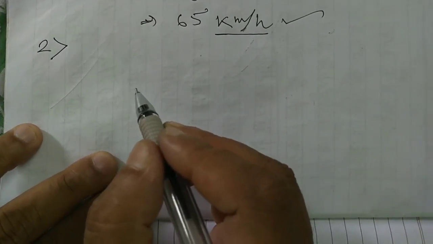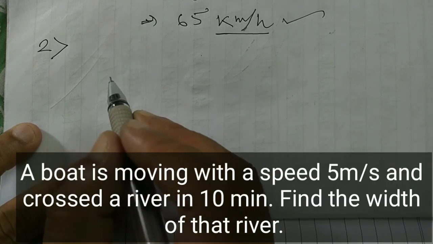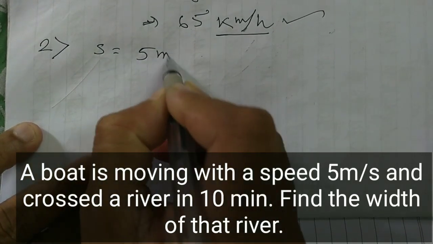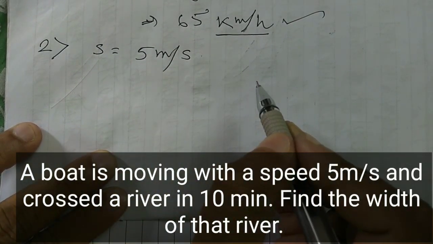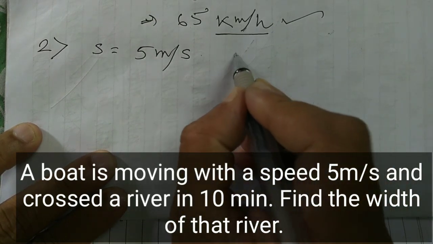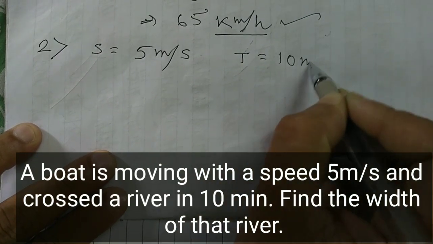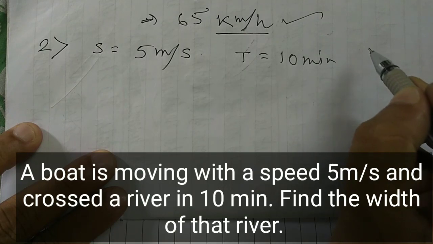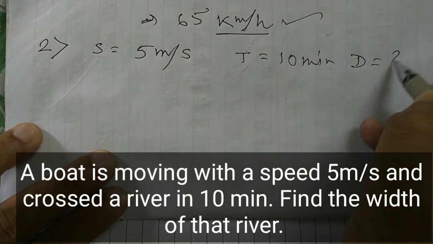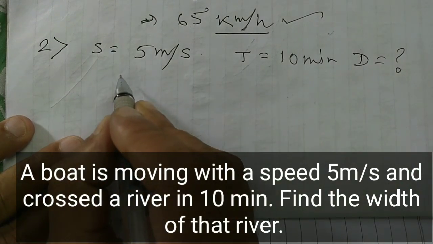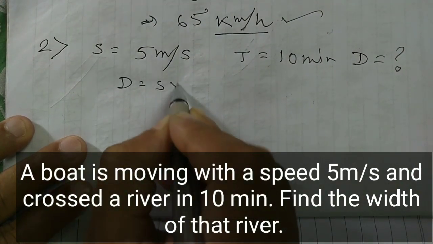Question number 2, which you can see on your screen. A boat is moving with a speed of 5 meter per second. What is the speed? 5 meter per second. Now, it crosses the river in 10 minutes. So time is 10 minutes. Now, what is the width of the river? Width of the river means the distance covered by it. Okay? So we know the formula, distance equals speed into time.